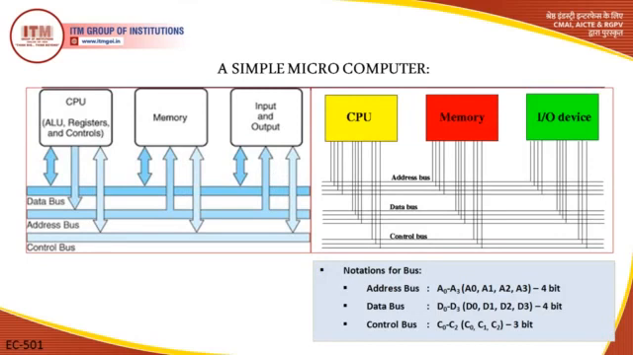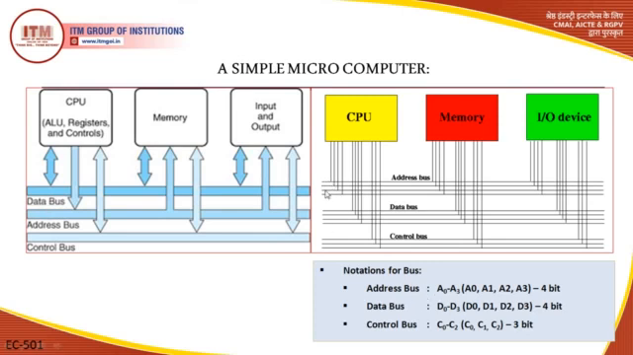Again a simple microcomputer block diagram. That is connected now through the bus. The data bus is bidirectional, the address bus is unidirectional, and the control bus is bidirectional. Memory and all input output devices are connected to the address bus and control bus. So this is the data bus, address bus and control bus. These are all connected through these three buses, and in this diagram the buses are shown as wires.